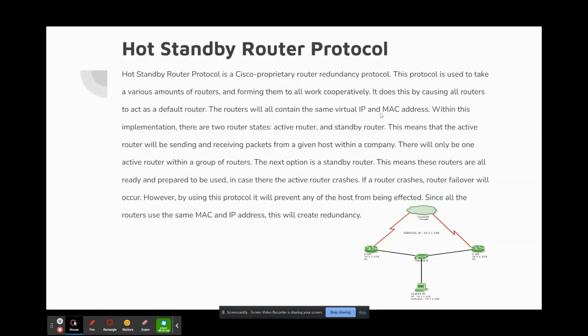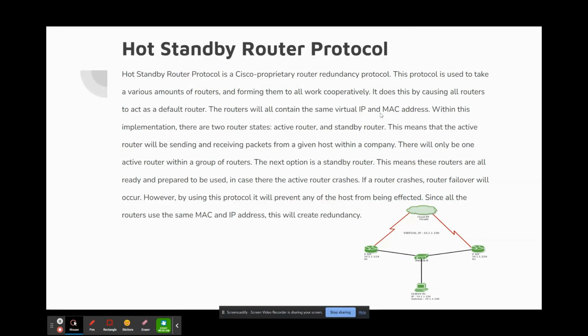Within this implementation, there are two router states, active router and standby router. This means that the active router will be sending and receiving packets from a given host within a company. There will only be one active router within this group of routers. The next option is a standby router. This means all these routers are ready and prepared to be used in case the active router crashes.